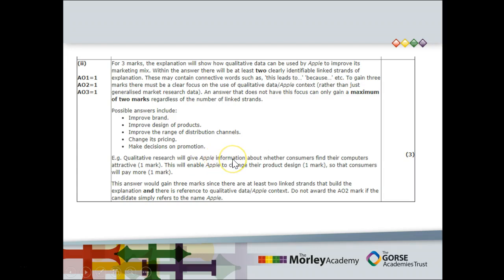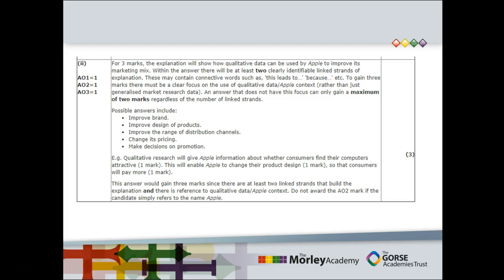we will find out what the customers like about the product. So we'll find out opinions about the product. That's what qualitative data gives us. This will allow the business to change the product design so the customers will pay more or buy more. Again, it's a very similar answer, even though they were asking something different, because they were asking about qualitative research. But essentially, whatever type of market research it is, it's about finding out what the customers want, changing it, and then they will buy more of it.